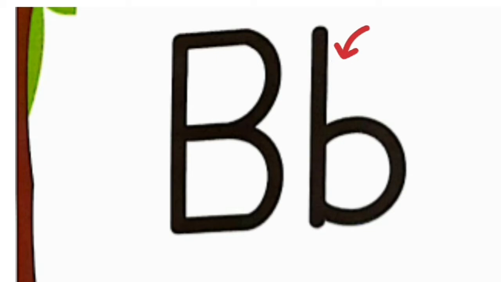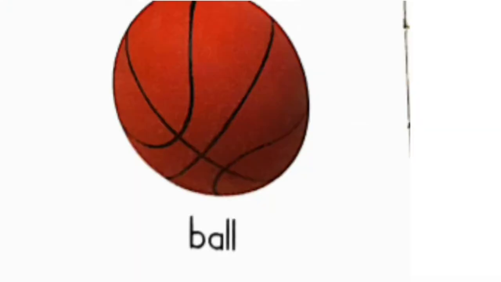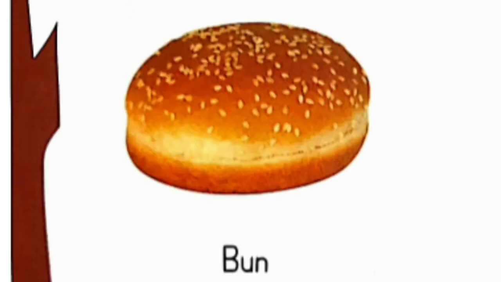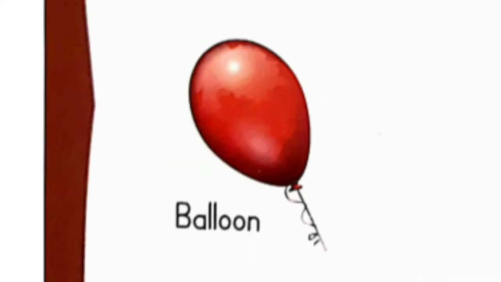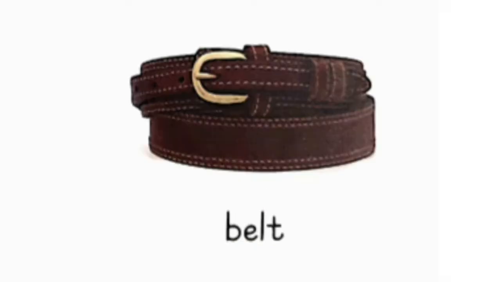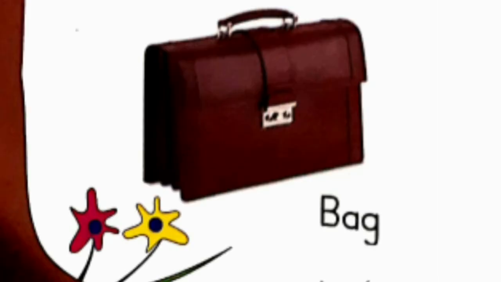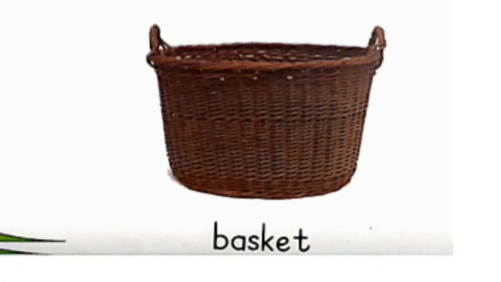Capital B, small b. What is the sound of alphabet B? B says B. B for ball. B for bun. B for bell. B for balloon. B for belt. B for bag. B for basket.